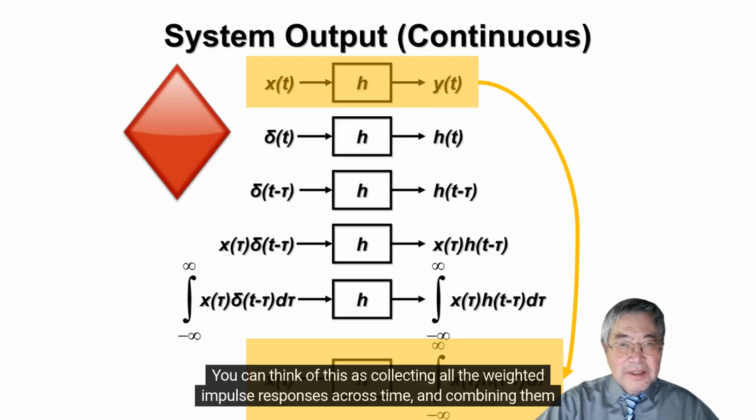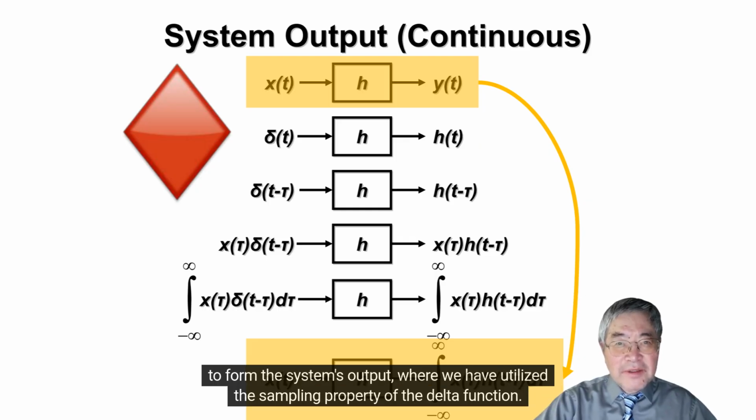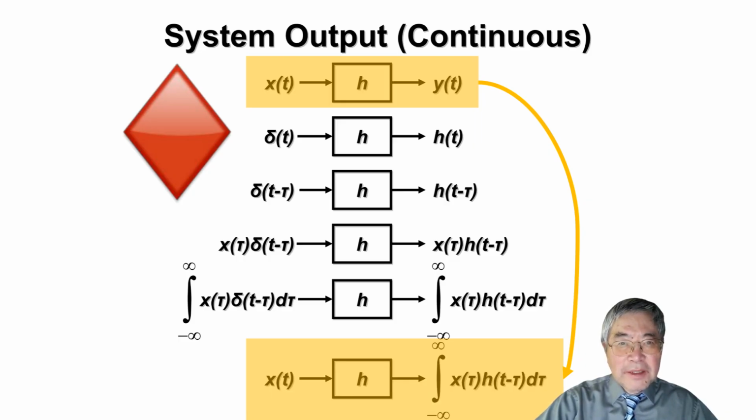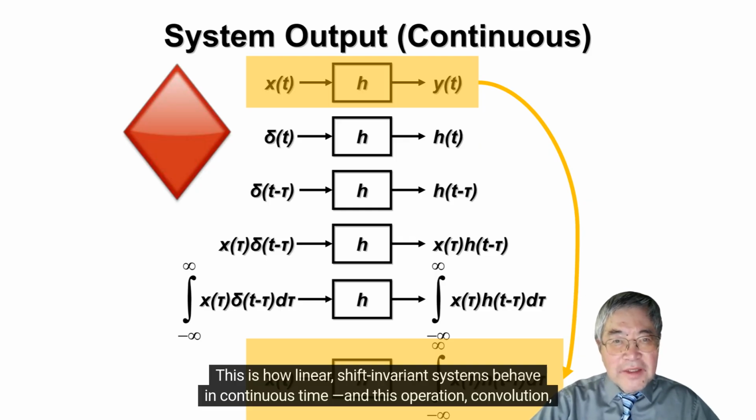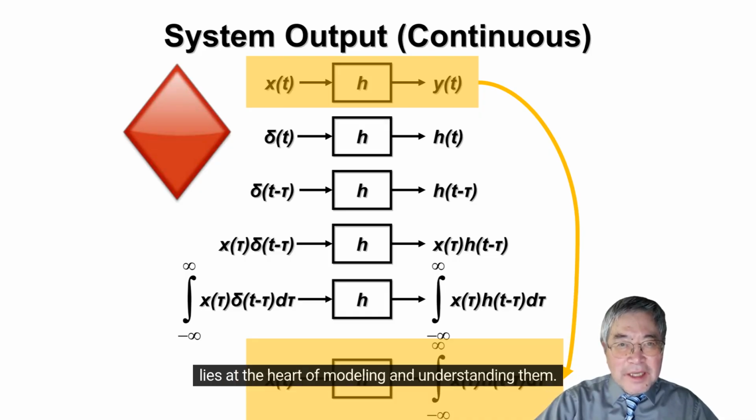You can think of this as collecting all the weighted impulse responses across time and combining them to form the system's output, where we have utilized the sampling property of the delta function. This is how linear shift-invariant systems behave in continuous time, and this operation, convolution, lies at the heart of modeling and understanding them.